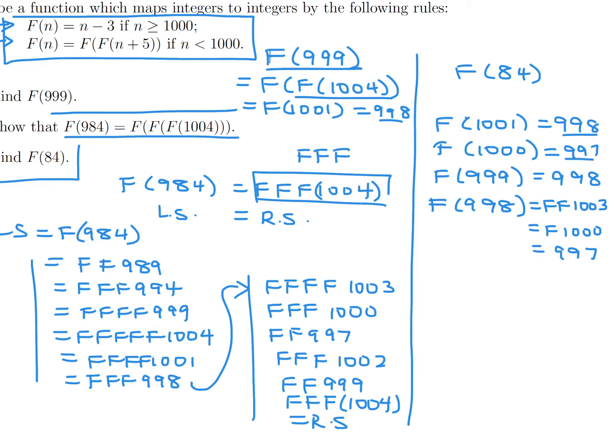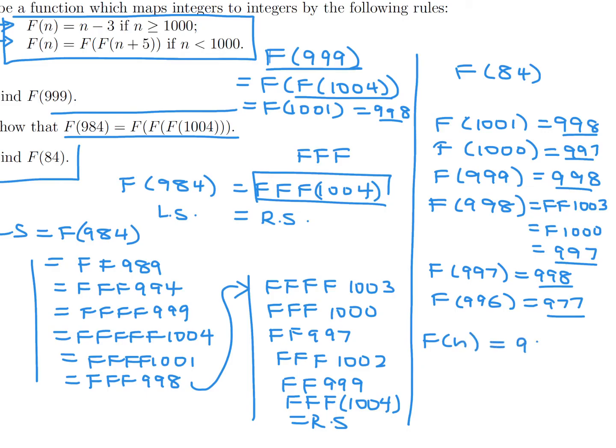So you might be seeing a pattern here. I'll just go a couple more, and I'll let you guys do these. 997, I'll let you do it. And when you do, you'll get 998. And then I'll do one more, f at 996, and that will be 997. So I think hopefully by now you get to see a pattern that f at n is 998 if n is odd, and f at n is 997 if n is even.